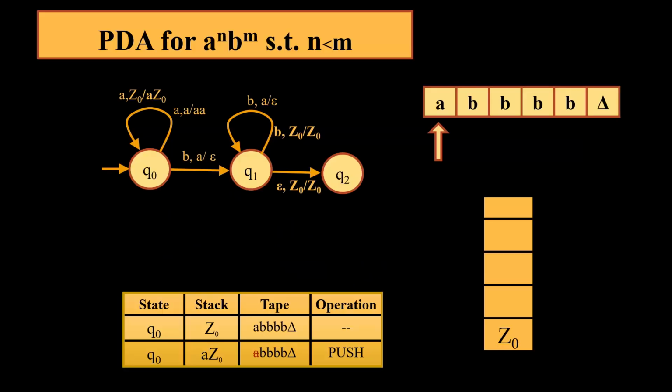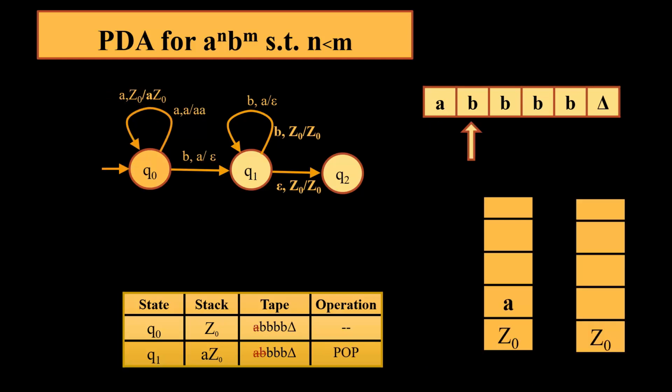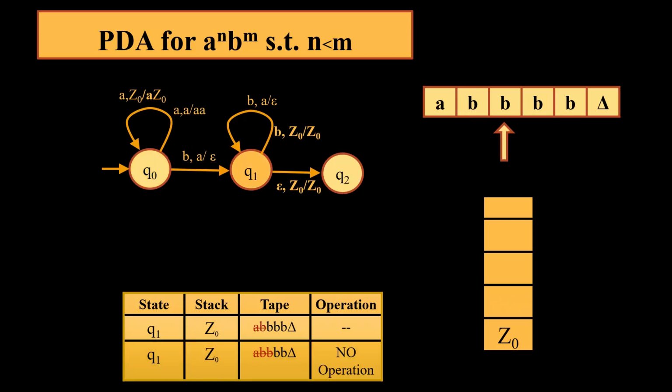This is the trace for a^1 b^4. Initially, when we come across a, we will push it onto the stack, and the moment we come across b, we will start the pop operation. Yes, we have only one a on the stack, since we are considering a^1 b^4. We pop that particular a from the stack.